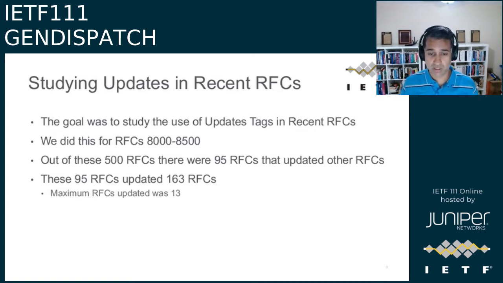Those are the ones we studied, and out of these, there are 95 RFCs that updated other RFCs, and these are the updating RFCs, and these 95 RFCs updated 163 other RFCs. This is because one RFC ended up updating multiple RFCs in a lot of cases. And the maximum I've seen was 13 RFCs getting updated by one. Next slide.